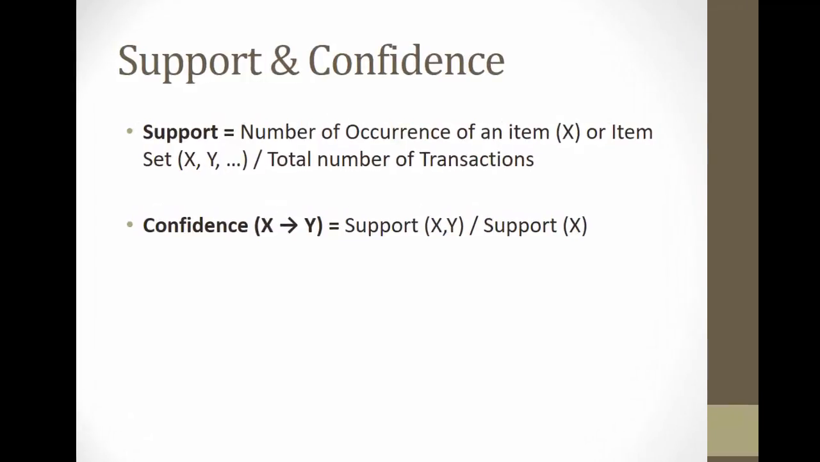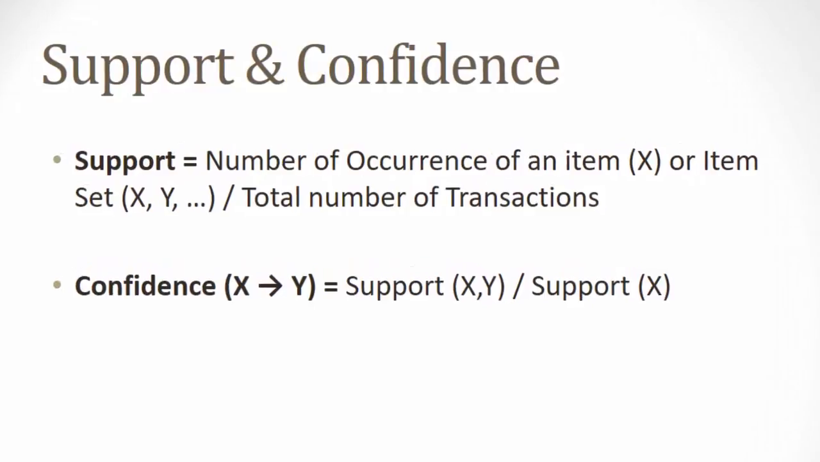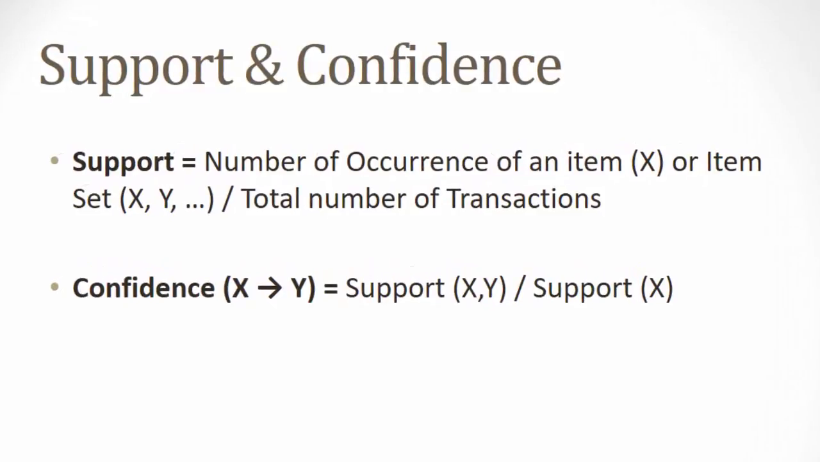Now let's review these 2 measures together one more time. So support is a reciprocal measure, and it does not matter if we say the support of x and y or the support of y and x. And it is calculated as the number of occurrence of an item or an item set divided by the total number of transactions. Confidence of x leading to y is basically the support of x and y together divided by the support of x.